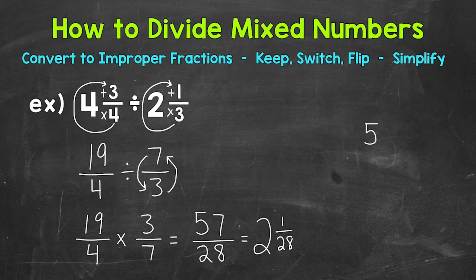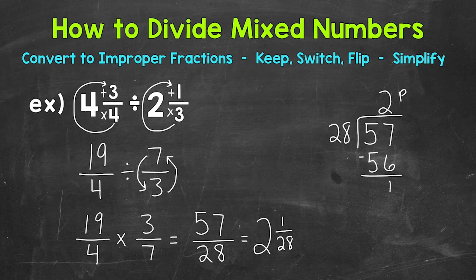So we have 57 divided by 28. We need to think how many whole groups of 28 out of 57. Well, we said that's 2. That gets us to 56. So 2 times 28 is 56. So we get a remainder of 1. This 2 is going to be the whole number part of our mixed number, 2 whole 28s out of 57. And then this 1, the remainder, is going to be the numerator. And then we keep our denominator of 28 the same.